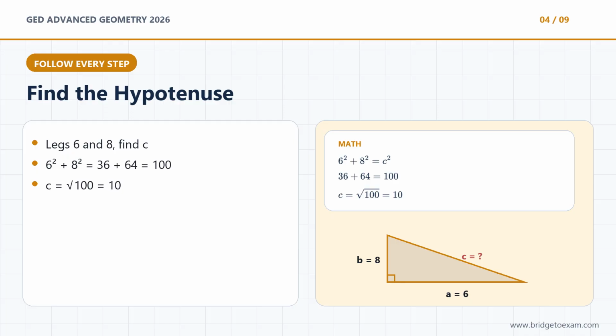Step 4. Add them. 36 plus 64 is 100, so c squared is 100. Step 5. Take the square root. The square root of 100 is 10, so the hypotenuse is 10.